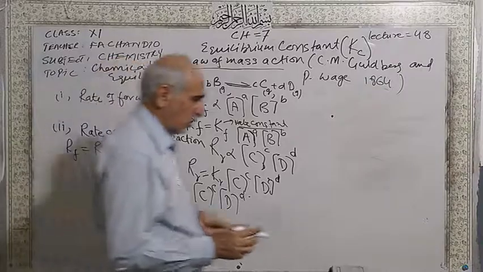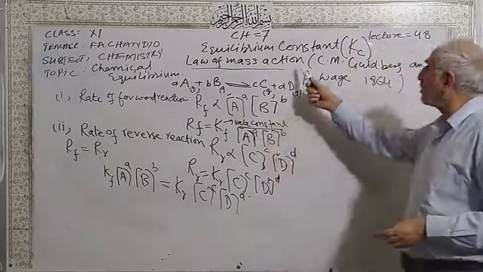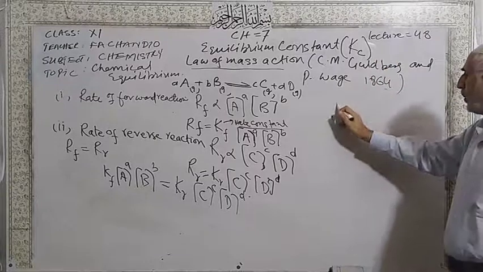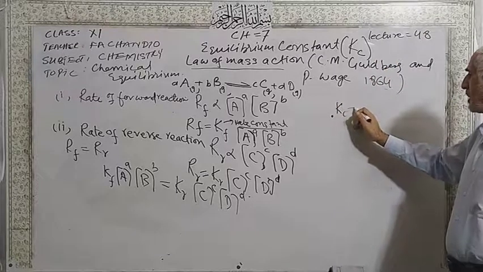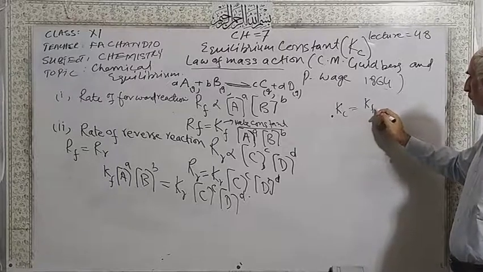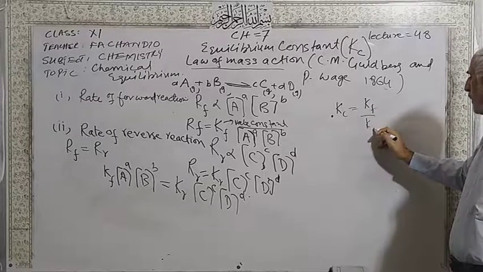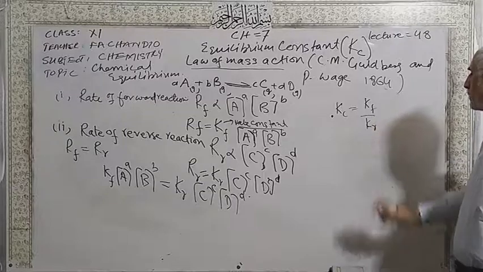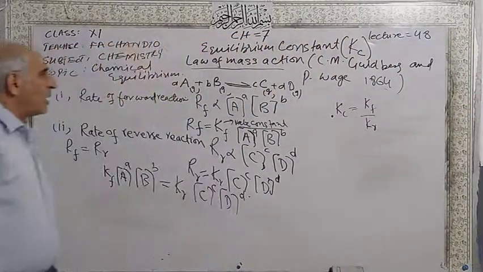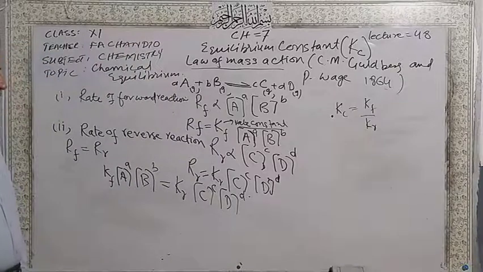And we are talking about the equilibrium constant Kc. So the equilibrium constant Kc is equal to the rate constant for the forward step divided by the rate constant for the reverse step.